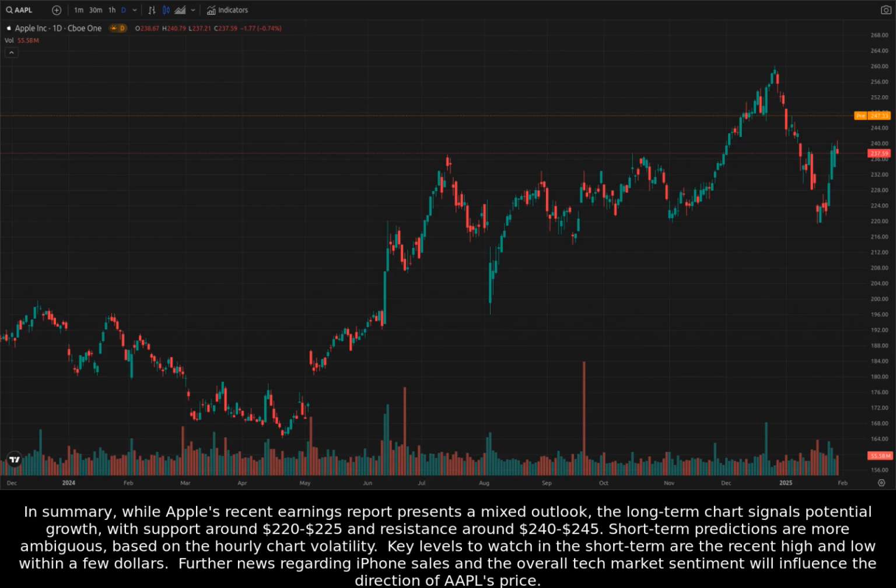In summary, while Apple's recent earnings report presents a mixed outlook, the long-term chart signals potential growth, with support around $220 to $225 and resistance around $240 to $245. Short-term predictions are more ambiguous, based on the hourly chart volatility. Key levels to watch in the short term are the recent high and low within a few dollars. Further news regarding iPhone sales and the overall tech market sentiment will influence the direction of AAPL's price.